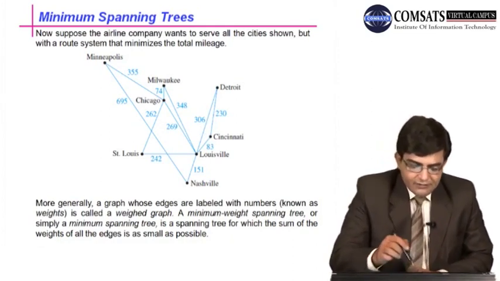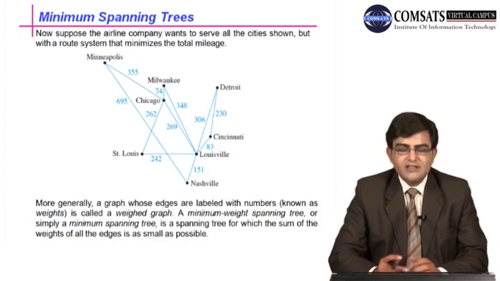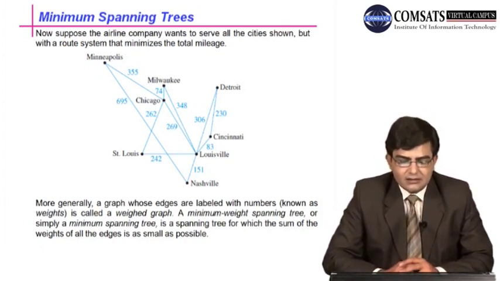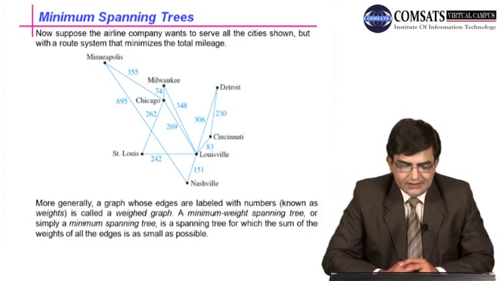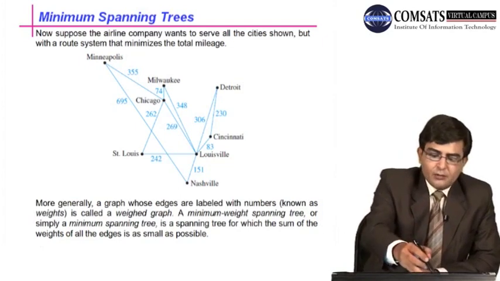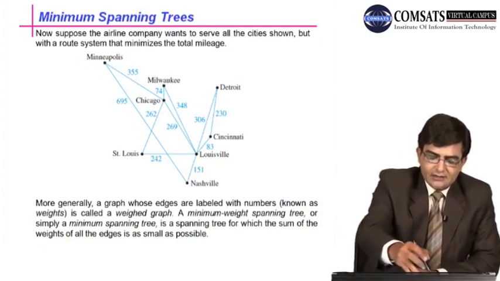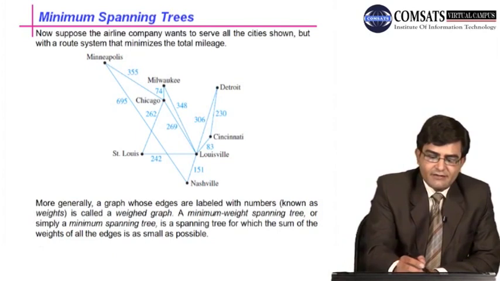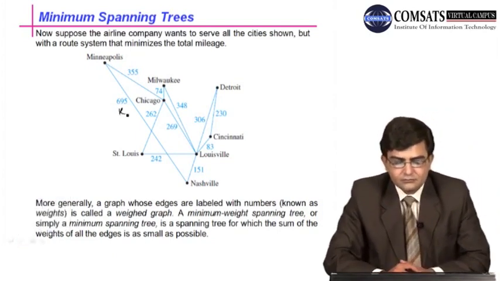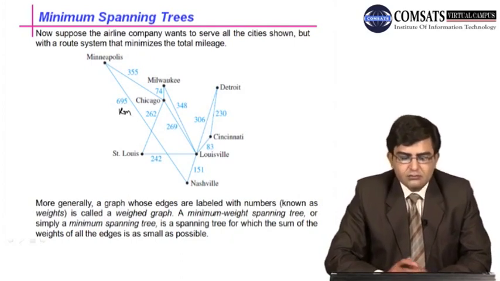Now between each two cities we have mentioned the distance between the two cities. For example, from this city Minneapolis to Nashville there are 695 kilometers. The distance is basically in kilometers. So between each two cities, we have mentioned the distance in kilometers.